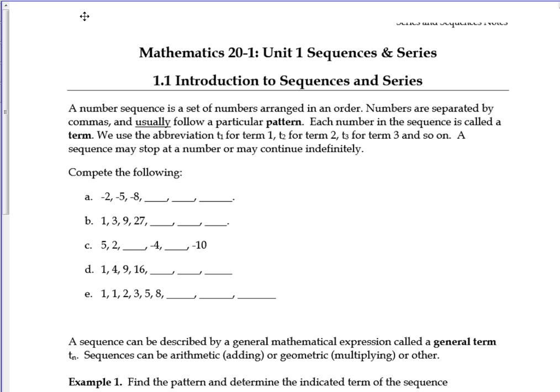You would call the first term in the sequence term 1, right? T1 or term 1. T2 would be your second term, T3 is your third term, and so on. That's how we label our terms.